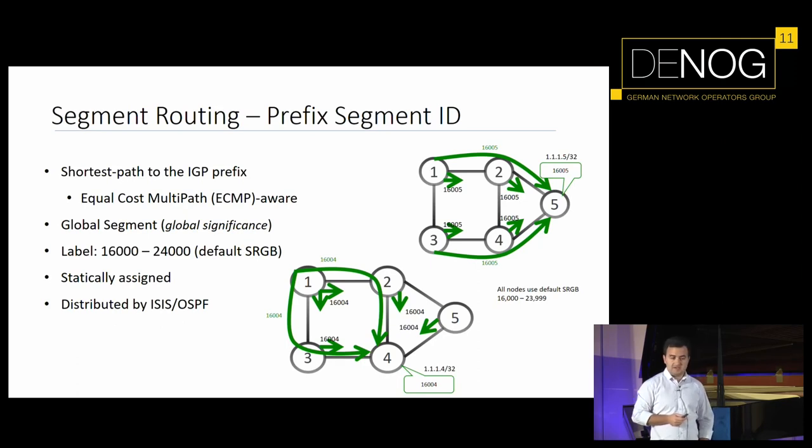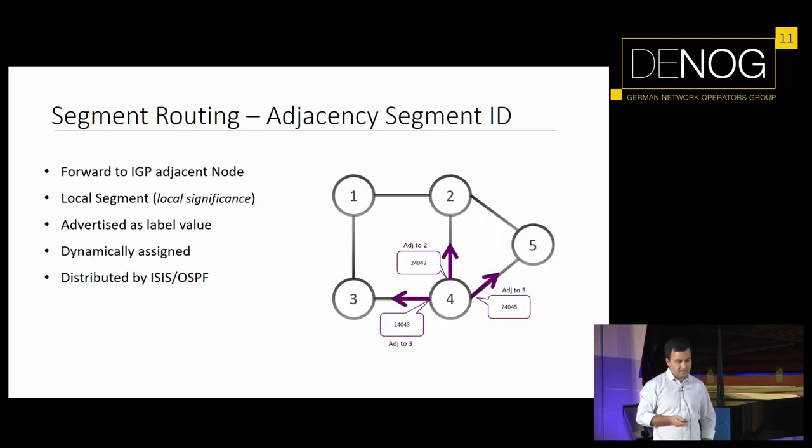The prefix segment IDs, as I said, are statically assigned and distributed by the IGP, OSPF or ISIS. The adjacency segment IDs, on the other side, are dynamically assigned now, right? So if you look at the topology, node 4 has three different physical links going to node 3, node 2, and node 5. For each of those links, he will assign a different adjacency segment ID.